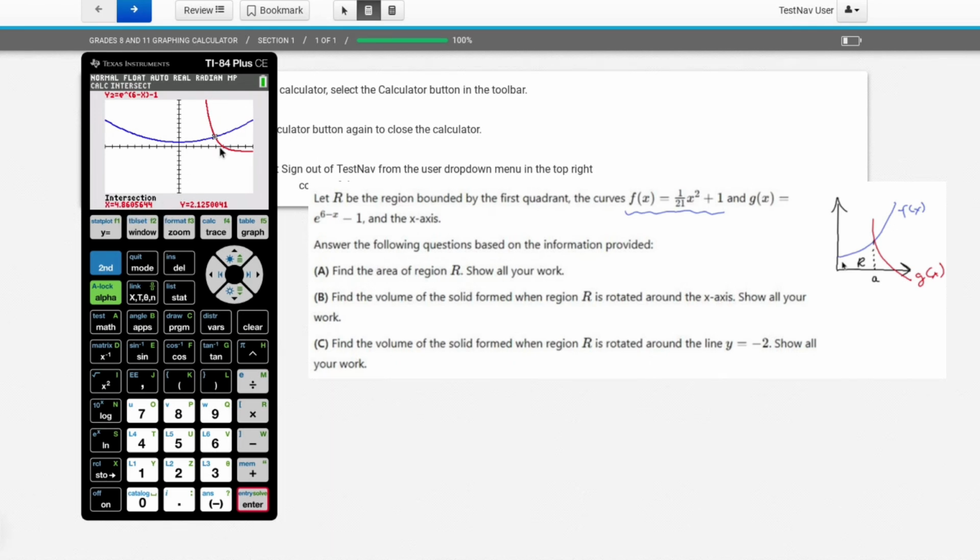I still have to find B. Now, B is going to be the 0 of the red line. If I want to focus on just one of the lines, I'm going to go to y sub 1 and go to the equal sign and hit enter, so that all I see is the red line. So I'm going to find the 0 of the red line here by going to second, trace, to calc, 0.